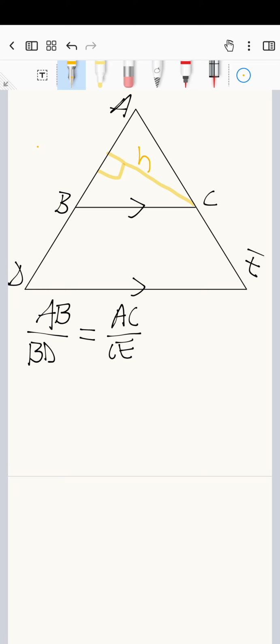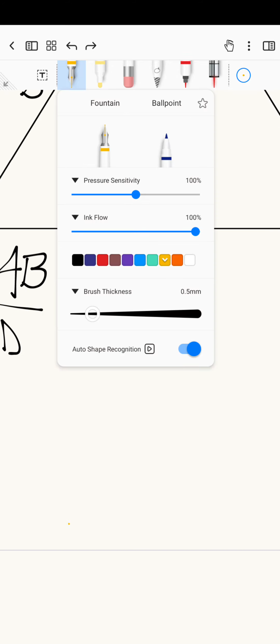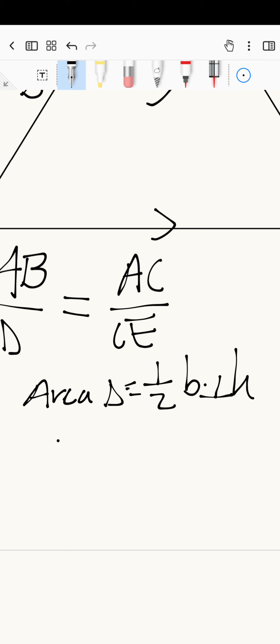The first thing we're going to do in proving the proportionality theorem is find the area of this triangle above. Okay, so we want to find the area of a triangle. How do you find the area of a triangle? The area of any triangle is equal to half base times your perpendicular height. Okay, half base times your perpendicular height.